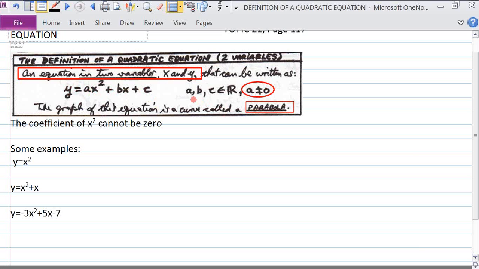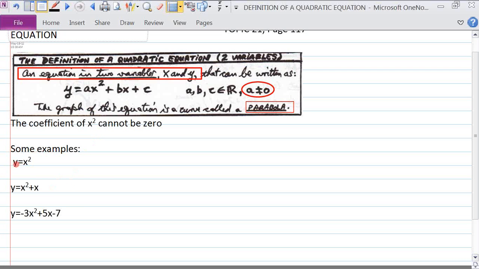Now there are certain provisos: a, b, and c must belong to the real number set, or must be real numbers. That's topic 1. And a cannot equal 0. The graph associated with this equation is called a parabola. As we said, the coefficient of the x squared term, this a value, cannot equal 0 in order for it to be a quadratic equation.